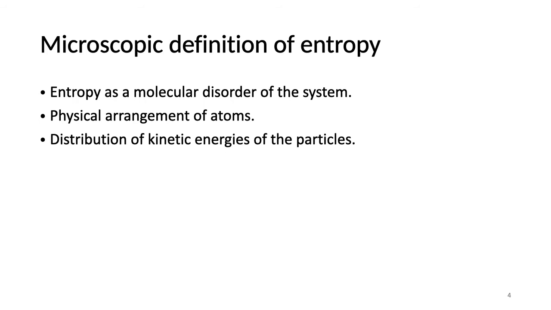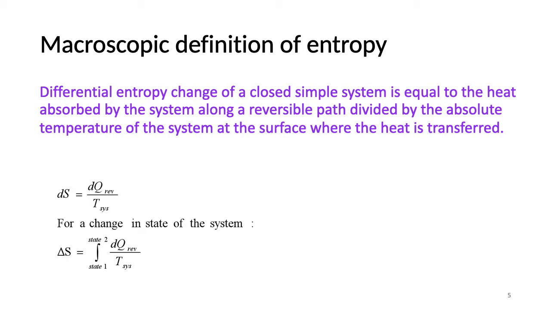In the microscopic definition of entropy, it is measured as the molecular disorder of the system. This can occur due to the physical arrangement of atoms and due to the distribution of kinetic energies of the particles. What is macroscopic entropy? Specific entropy is a state variable of the system. It is an intensive property.